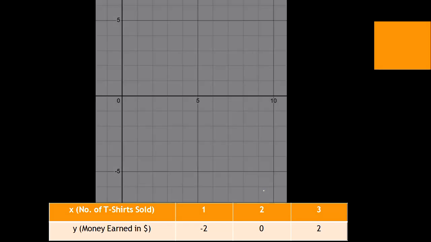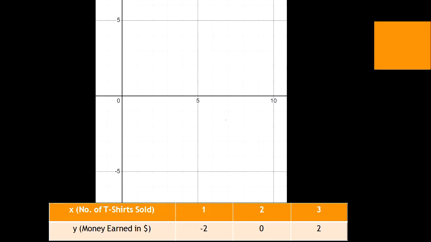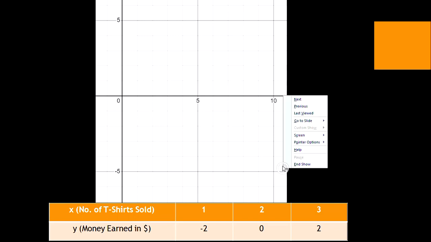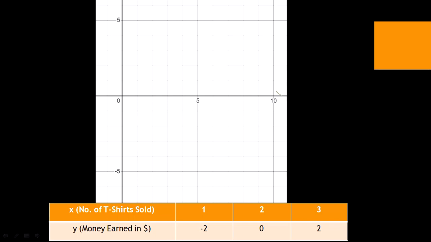Now all I have to do is finally plot them on a graph. This is our graph sheet. Now I'll not get into too much detail as to how I plot. All I'll be doing is, well, here this is your x-axis, this one is your y-axis, right? And we were plotting the number of t-shirts, this one, and the money earned on this, right?